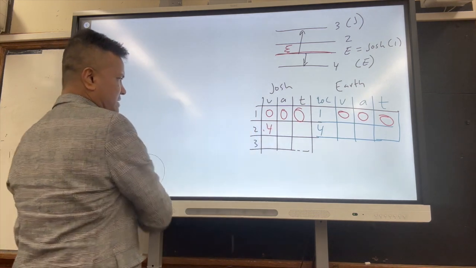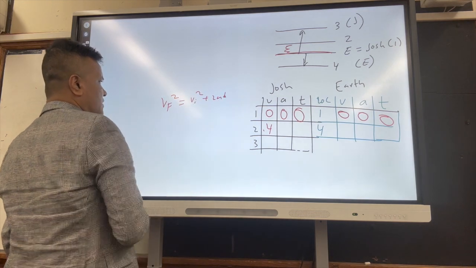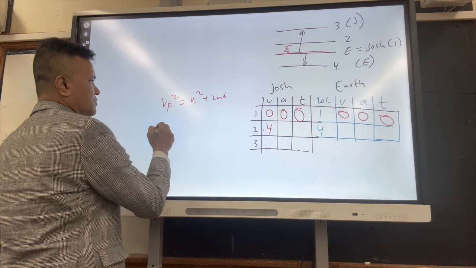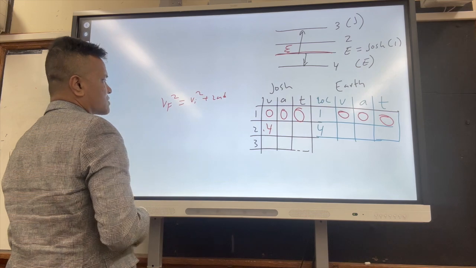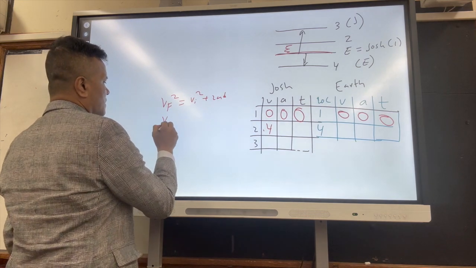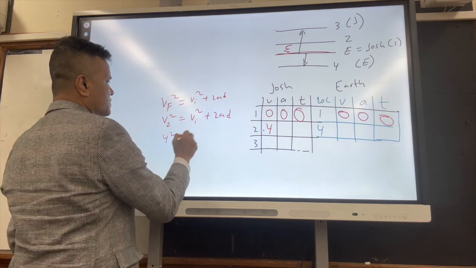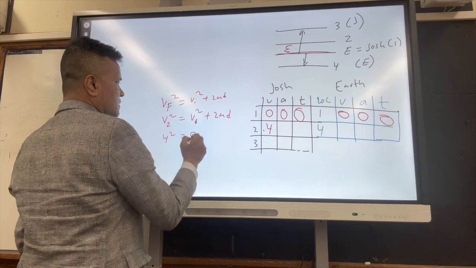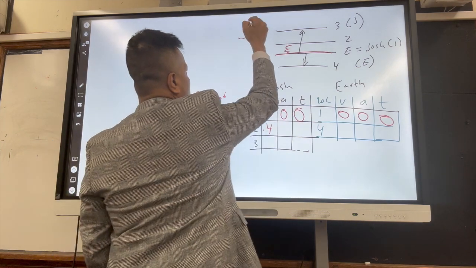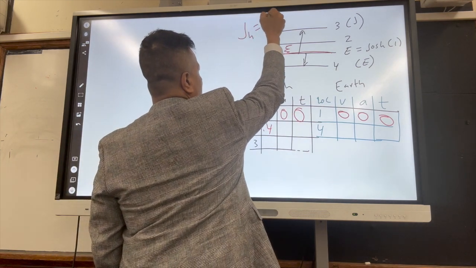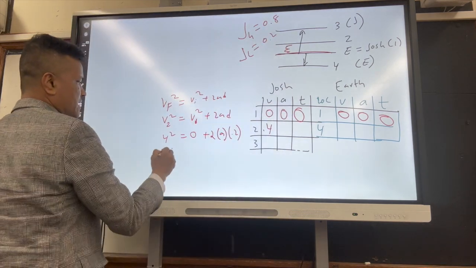Let's see whether we can find acceleration at location 2. Vf squared is equal to Vi squared plus 2ad. We are trying to find the velocity at location 2 by using the velocity at location 1. So location 2 squared, 4 squared, is equal to location 1 squared, 0 squared, plus 2 times the acceleration we try to find, times the crouch. Josh's jump height is 0.8, Josh's crouch height is 0.2. So acceleration is 40.